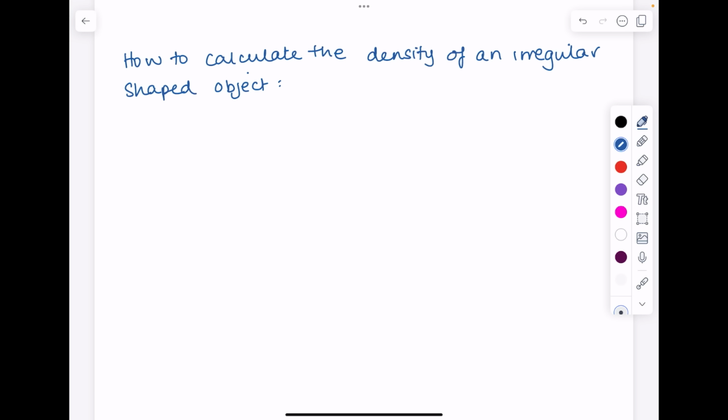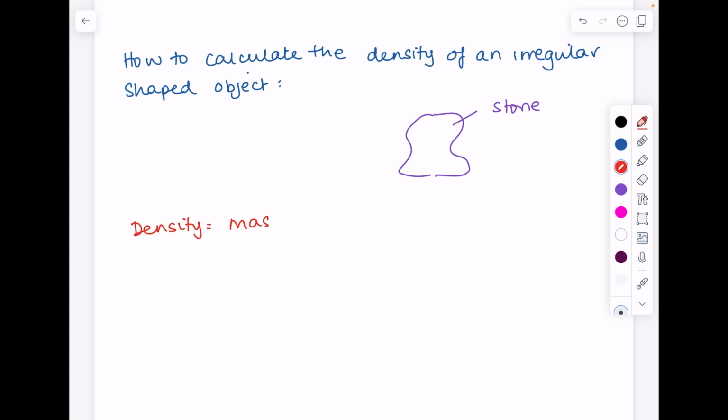But what about if you're asked to calculate the density of an irregular shaped object, something like a stone? Clearly, you're not going to be able to find the volume by just using your ruler to find its length times its width times its height. However, still state the equation you need to use. So you're going to say that density equals mass over volume.